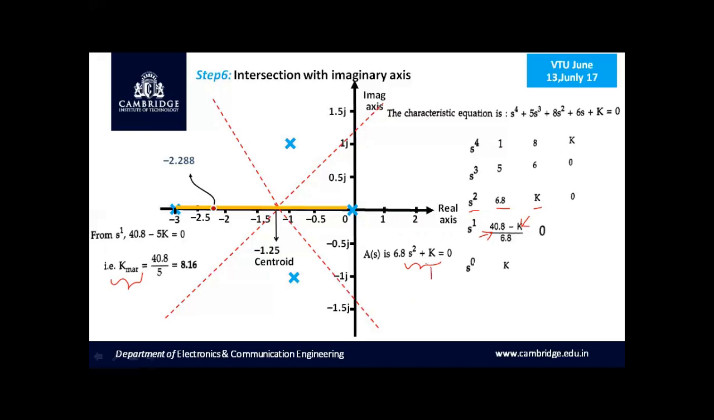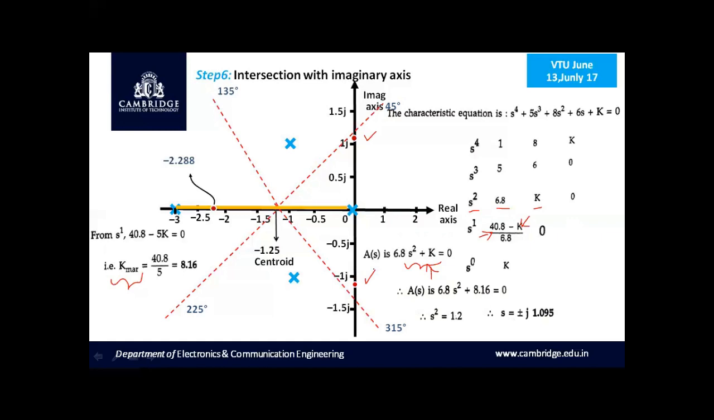In this auxiliary polynomial, let us substitute for k as k margin. Therefore, we get 6.8 into s square plus 8.16, which will be equal to 0. Therefore, simplifying this, we get s square equal to minus 1.2. Further simplification, we get two roots on the imaginary axis, one at plus j 1.095 and the other at minus j 1.095. And this is the location of the roots on the imaginary axis.